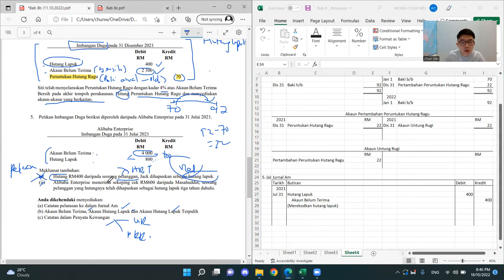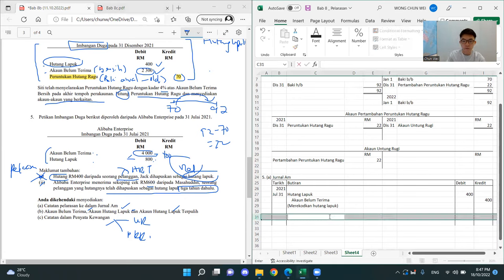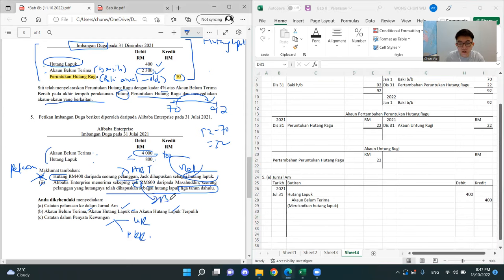Number two. Alibaba Enterprise menerima sekeping cek RM600 daripada Masahuddin, seorang pelanggan yang hutangnya telah dihapuskan sebagai hutang lapuk 3 tahun dahulu. Just remember this one, meaning after you sudah record sebagai hutang lapuk, then 3 years later, pelanggan ini come back to us and pay us a check RM600. So that is a hutang lapuk terpulih. Okay, so how do you record for this? So first thing, what do we debit and what do we credit? So when you see menerima check, check means bank. Meaning money comes in. When money comes in means what? Debit.